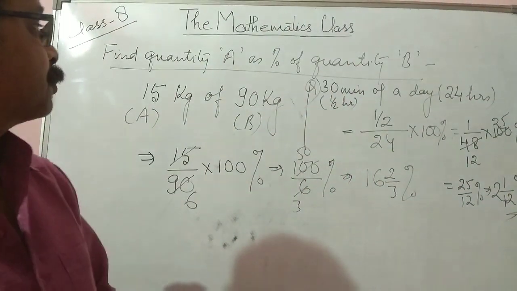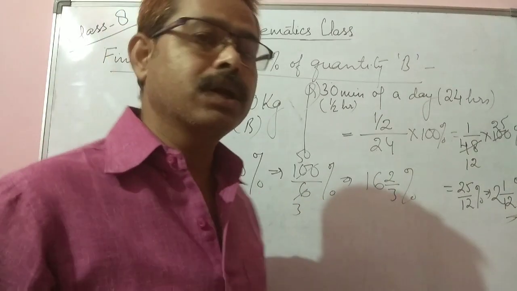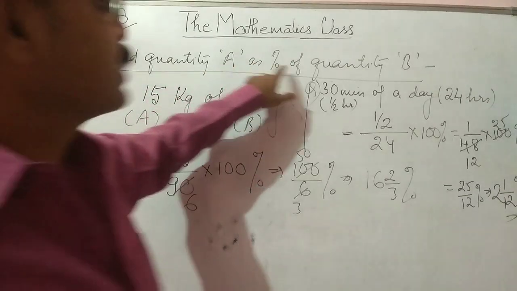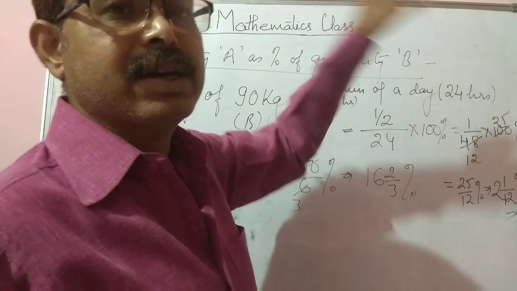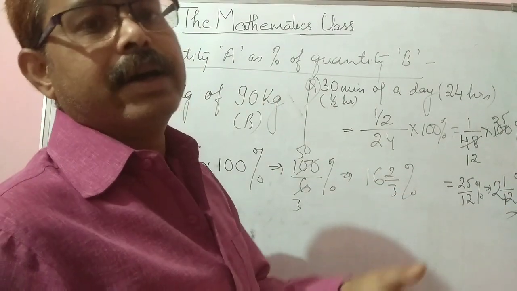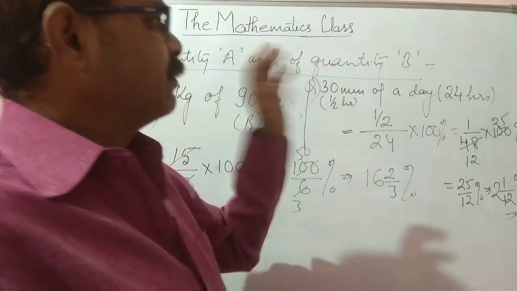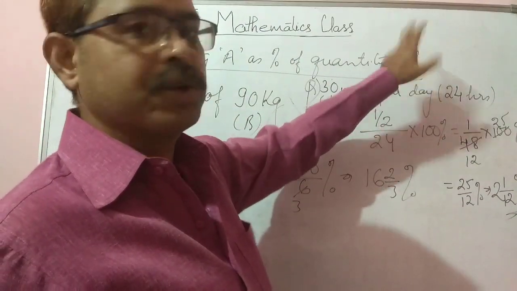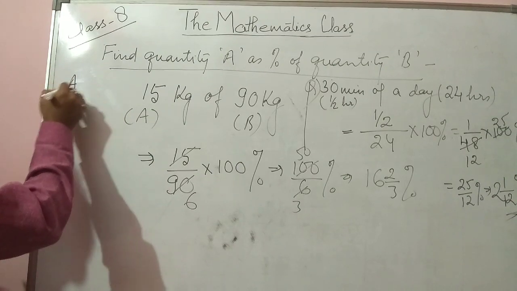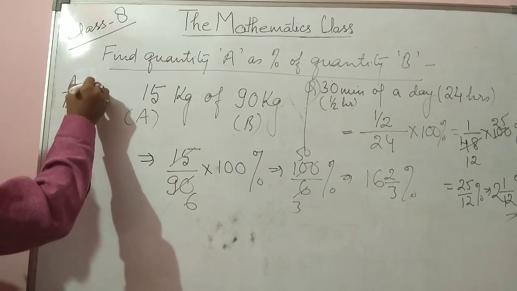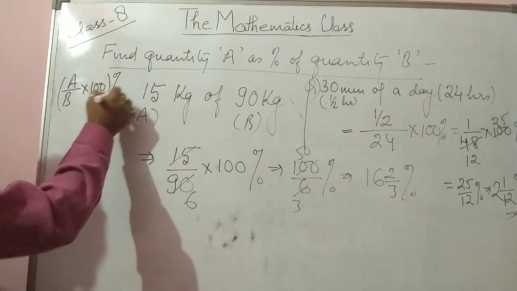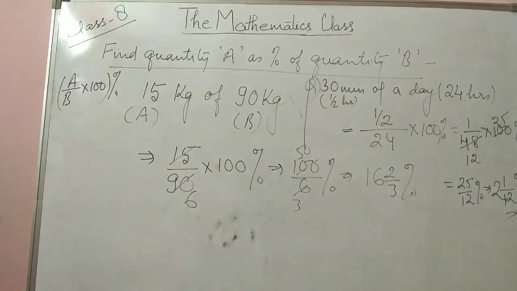So the basic thing that you need to learn is, whenever we are finding quantity A as a percentage of quantity B, just write them as a fraction. Whatever has to be found will come in the numerator. Whatever is the basic measurement or the original value will come in the denominator. That is A upon B times 100. We multiply it by 100 and put a percentage sign.